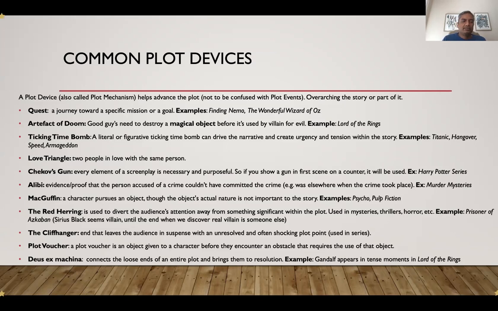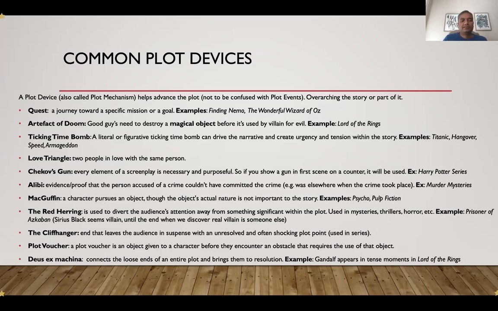Plot voucher is an object given to a character before they encounter an obstacle that requires the use of the object, right? So it could be a wand, it could be a ring, it could be a dress for a superhero, whatever, right? And suddenly it is used. Until it is used, its powers generally are not known.